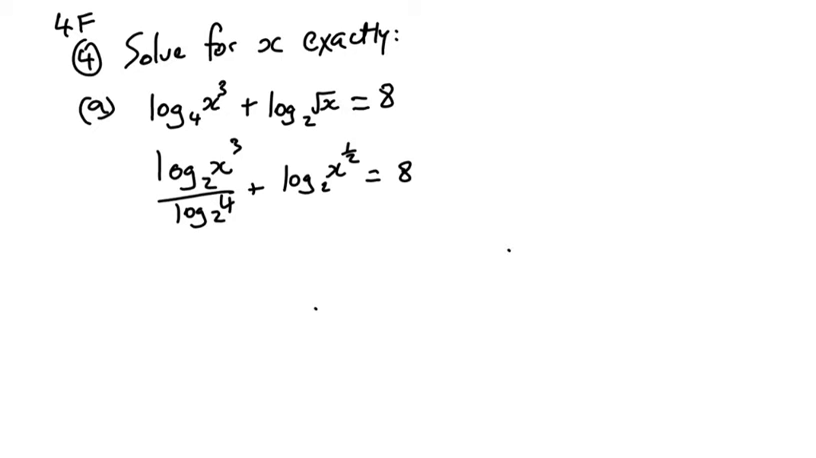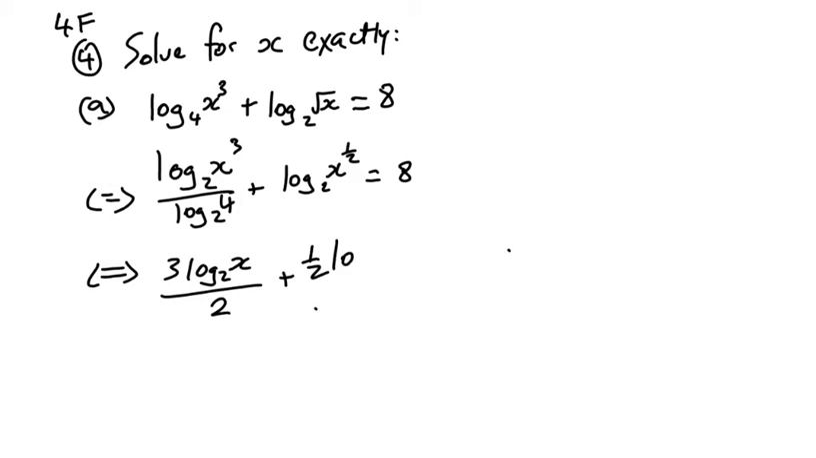On the bottom there, the log of 4 base 2 we can now rewrite as a number, so I'll just put the equivalent signs down the side here, and I'll use my power law to bring those exponents out the front. So I've got 3 times the log of x base 2. Log of 4 base 2 is 2, because 2 squared is 4. Then I've got plus a half log of x base 2 equals 8.